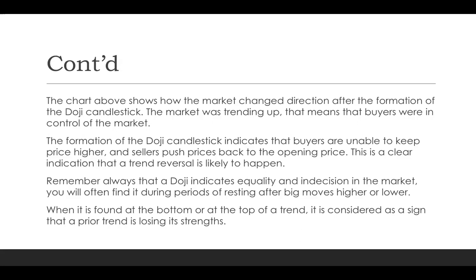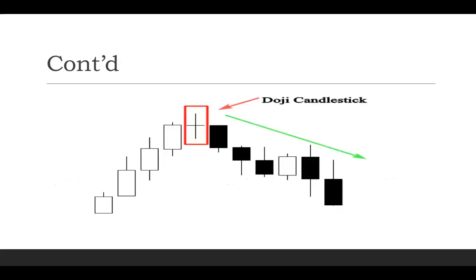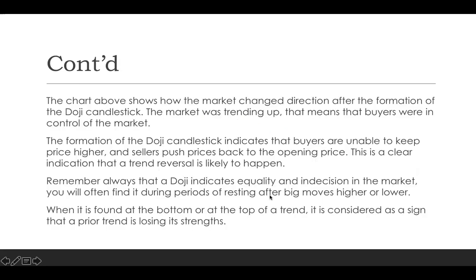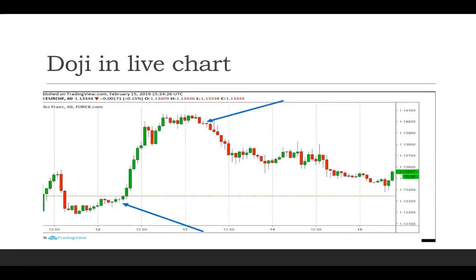When it is found at the bottom or at the top of a trend, it is considered as a sign that a prior trend is losing its strength. So if that doji pattern is found at the top of the trend, it tells you that this trend is losing its strength, so it's going to reverse. If it is found at the bottom, it tells you the downtrend is losing its strength and an apparent change in direction may happen.